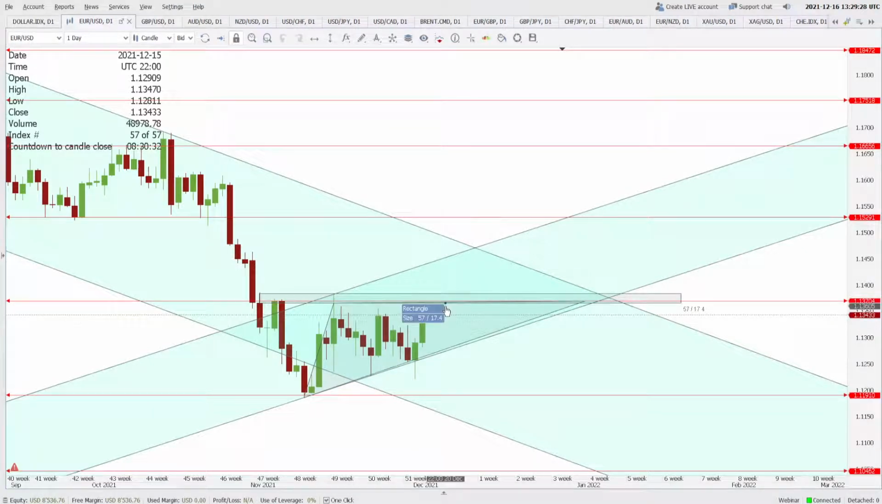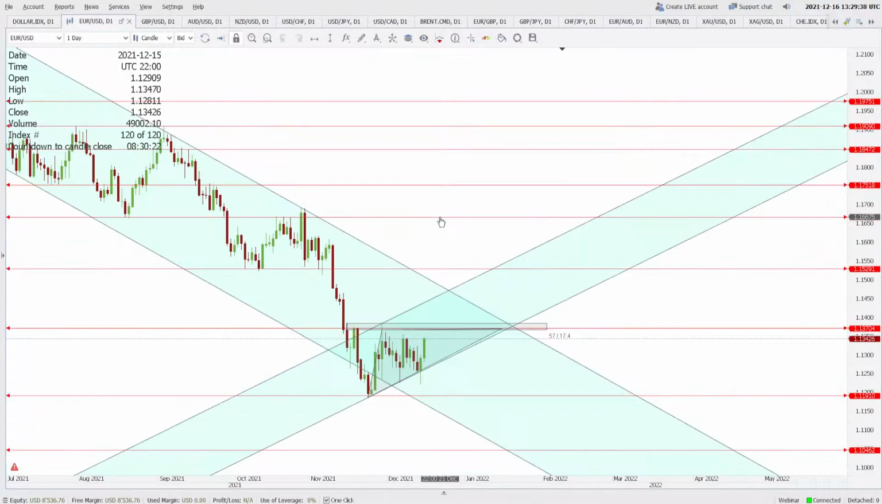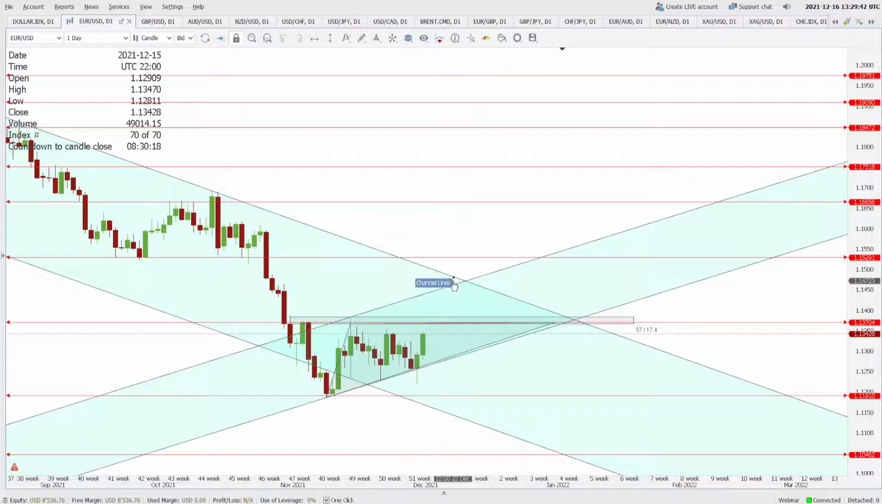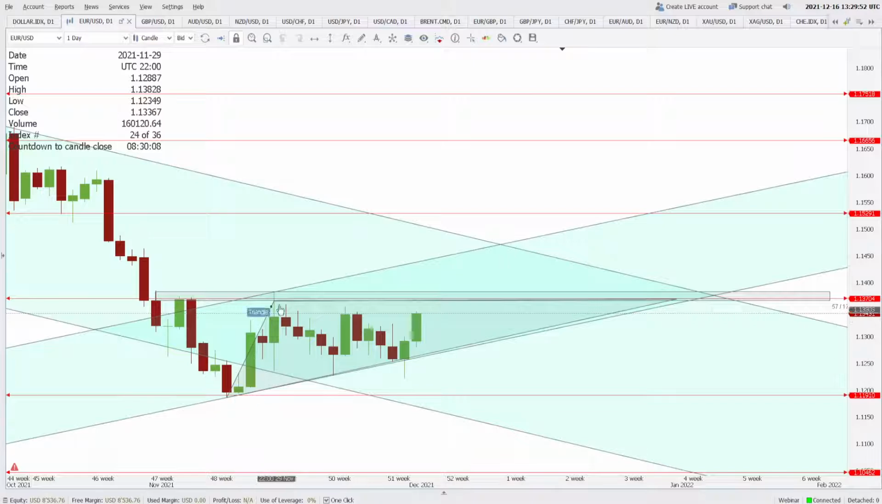If not today, then maybe tomorrow the price may be able to breach the 1.1370 area, and if it does, then it will open the way to 1.1529 on the higher side. Although this falling channel's resistance line may offer some resistance to the price action here. So right now support for the euro is 1.1191 and the resistance is at 1.1370, and see how beautifully the price is still traveling within that ascending triangle.